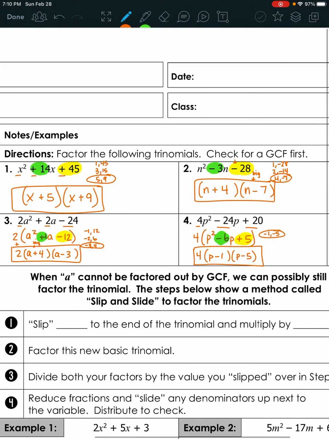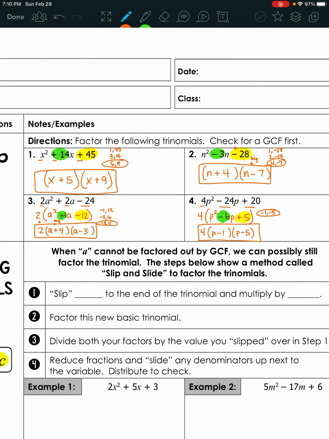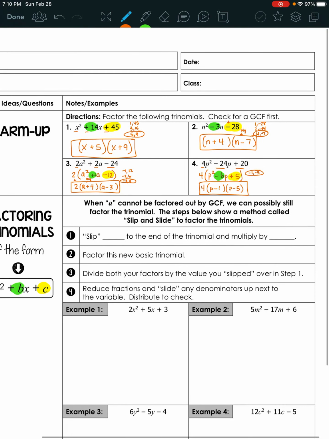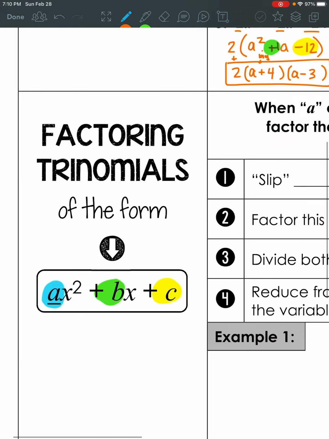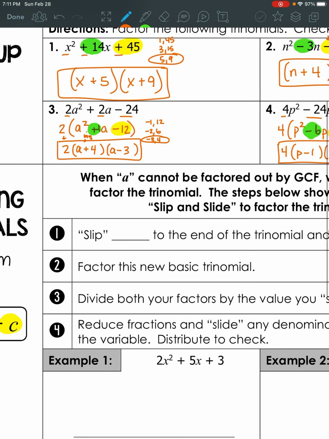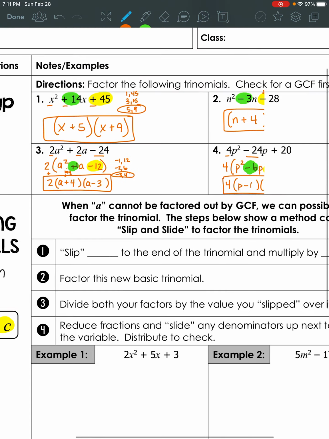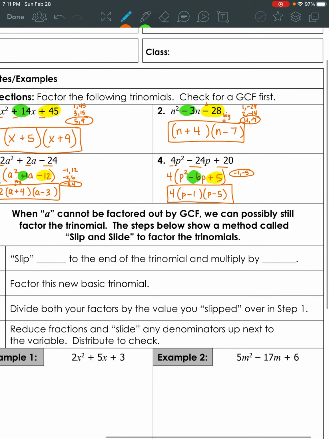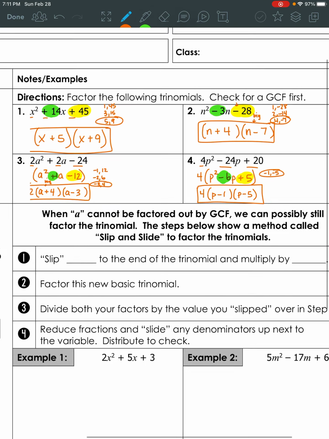So that is just a refresher on factoring that we have already done. I'm going to show you a couple methods of how to factor trinomials where we have an a value. The first method is what we call the slip and slide method. When a cannot be factored out by a GCF, so you always check for a GCF first, then we can possibly still factor the trinomial, not always. Here are the steps in what we call the slip and slide.